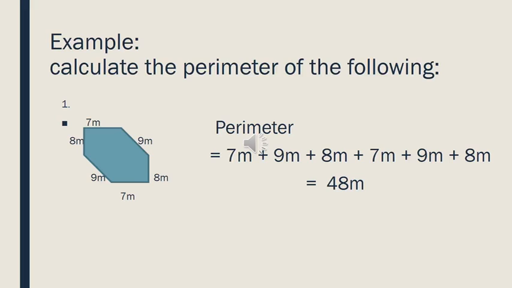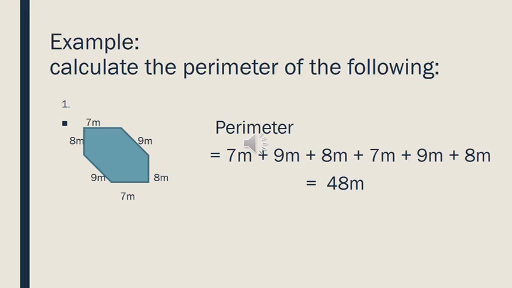If you look at my work in here, starting from the top, we have 7 meters plus 9 meters plus 8 meters plus 7 meters plus 9 meters plus 8 meters. You could arrange them vertically or horizontally, and with your mental math, I am very sure you can get this correctly. So when you add up all that we have here, you're going to get 48 meters.